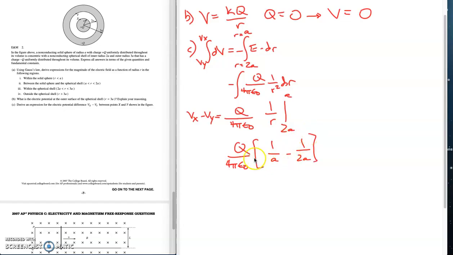Cleaning this up a little bit, we have 2a minus, nope, that's just 2. Minus 1 over 2a. So that'll be 1 over 2a. So the potential difference between x and y gets us q over 8 pi epsilon naught a.